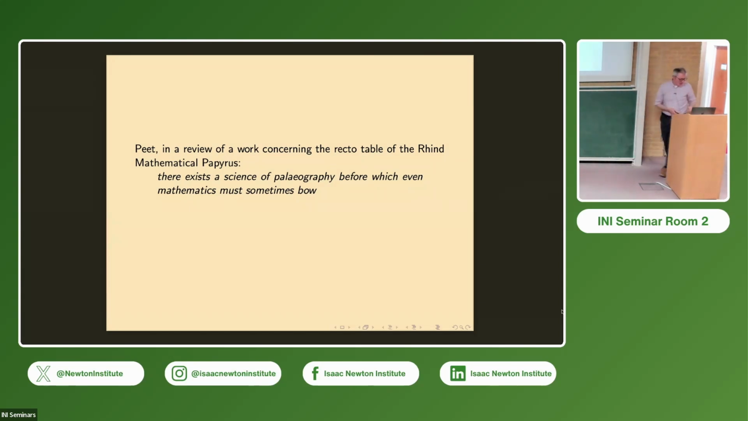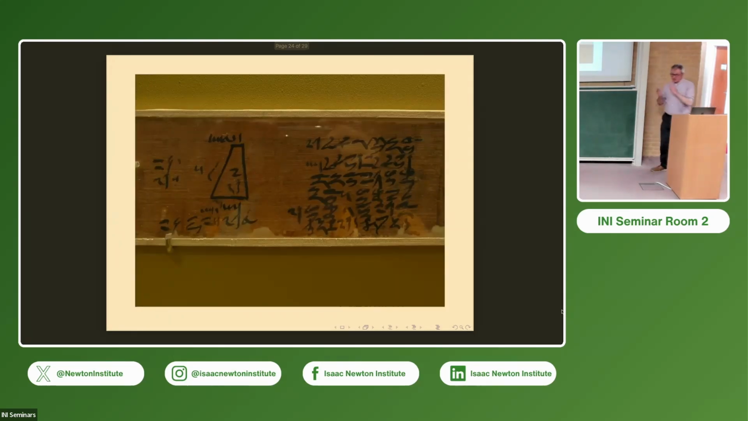So I'm just going to finish off with a few comments about a different text. The Rhind Mathematical Papyrus was the first text that was found on the mathematics of this period. It remains the best by a very long way. It's complete. It's not as heavily damaged as some others.